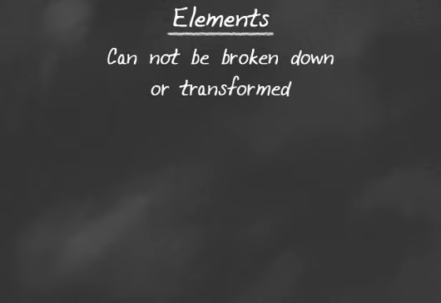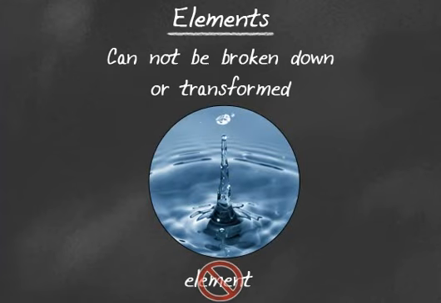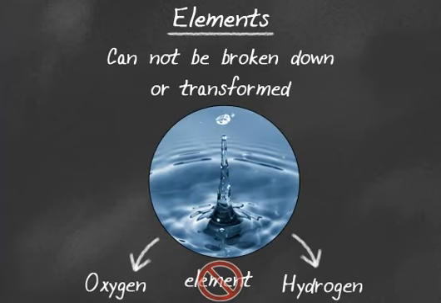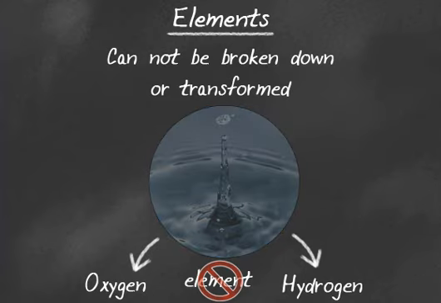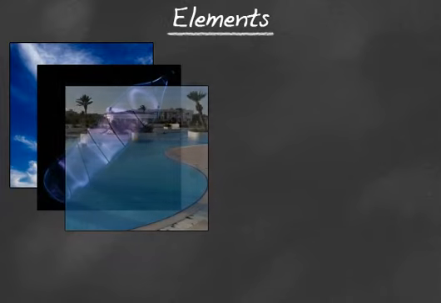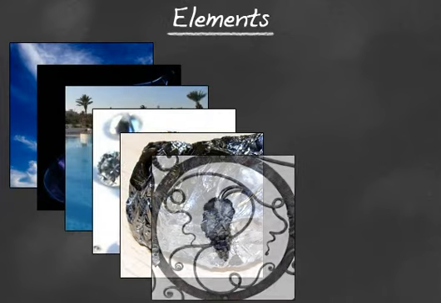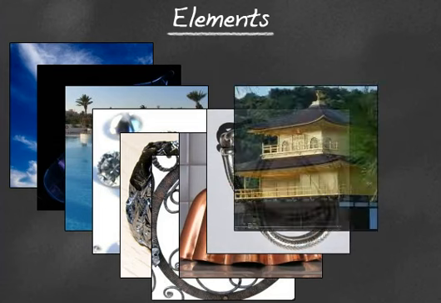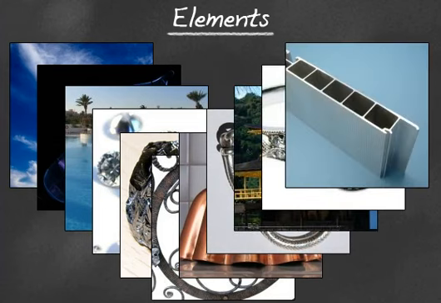An element can be neither broken down into smaller materials nor transformed into a different element by any chemical change. For example, water is not an element because it can be broken down into two substances, oxygen and hydrogen. Oxygen and hydrogen, however, are elements because they cannot be further broken down. Some examples of common elements are oxygen, hydrogen, chlorine, carbon, silicon, iron, copper, silver, gold, platinum, and aluminum.